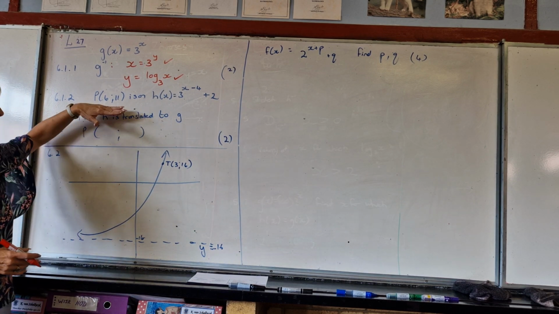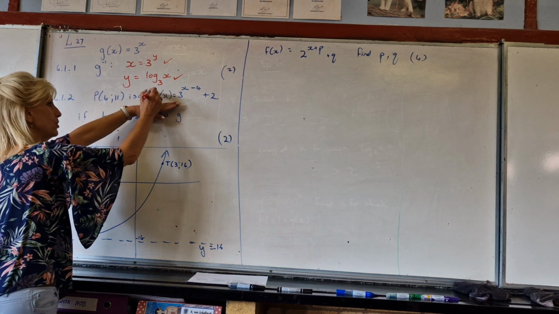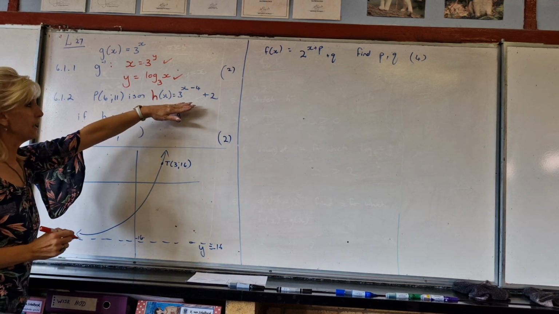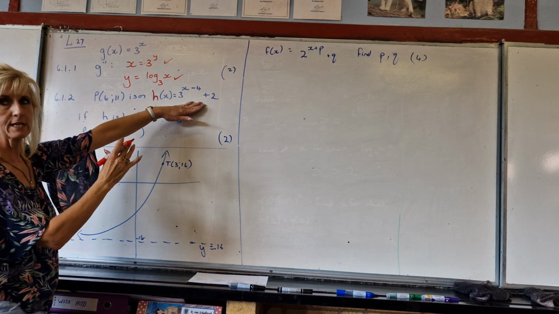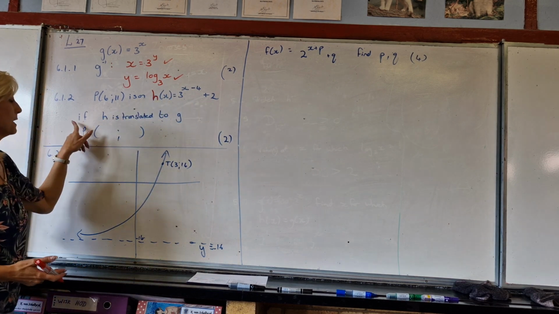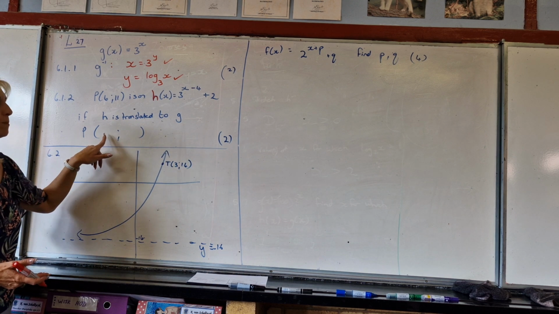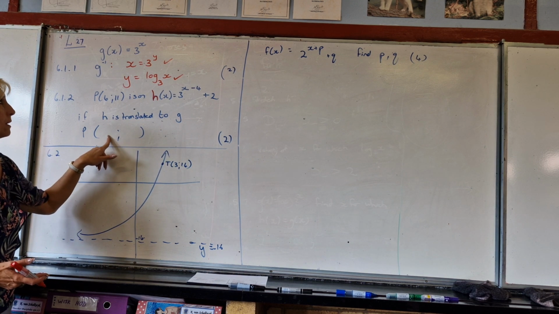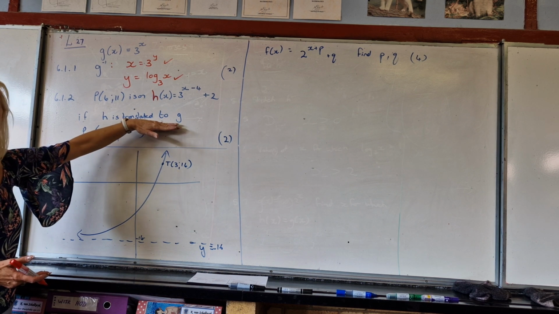Then the second question was a translation one again. They're telling me there's a point, and that point is on another graph, h, and h looks something similar to that because there has been a translation. If you look at h, they're saying h is a translation of g. What will p then be on g?